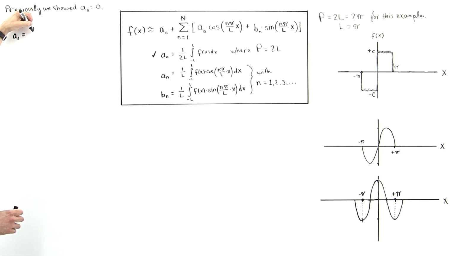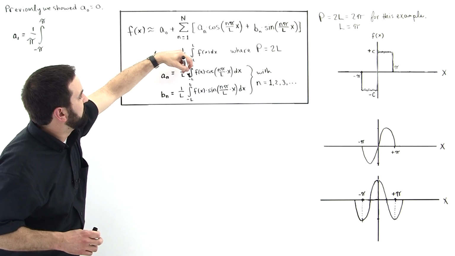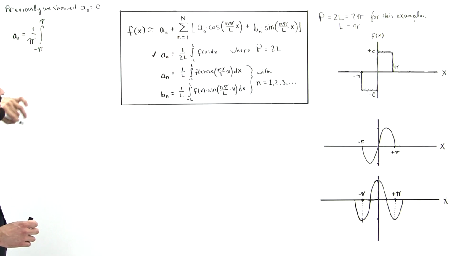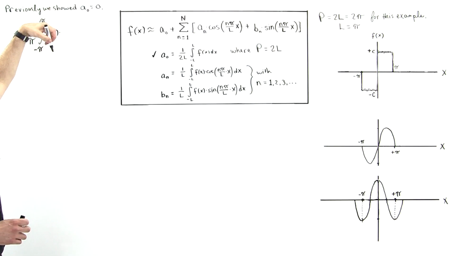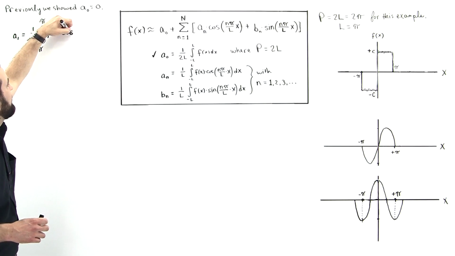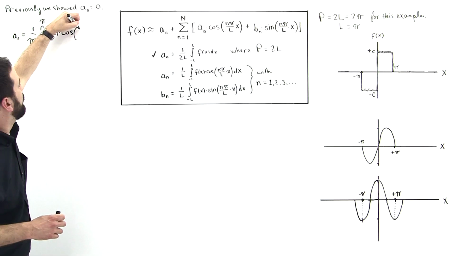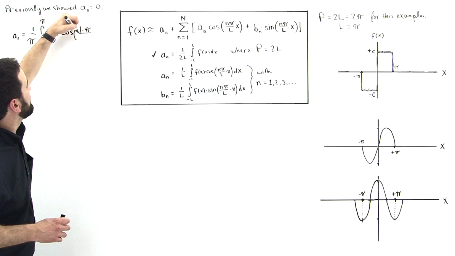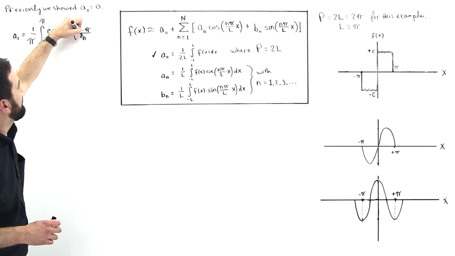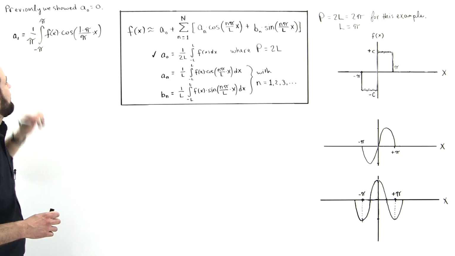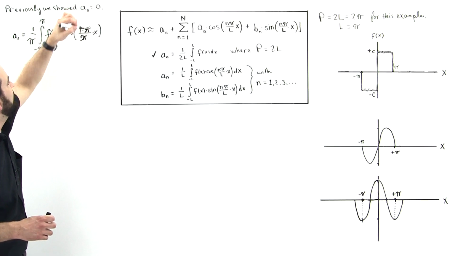So 1 over L, so L is pi, so we have 1 over pi times the integral from negative pi to pi. You see, because it's 1 over L, and then from negative L to L, so negative pi to pi, because L is equal to pi, times f of x, and we're not putting f of x in yet, times the cosine of n pi x over L. n is 1 for this one. We're doing the first one, so this is 1 times pi divided by L, but L is pi, so we see the pi's are canceling, times x, like so. So we see these going away.